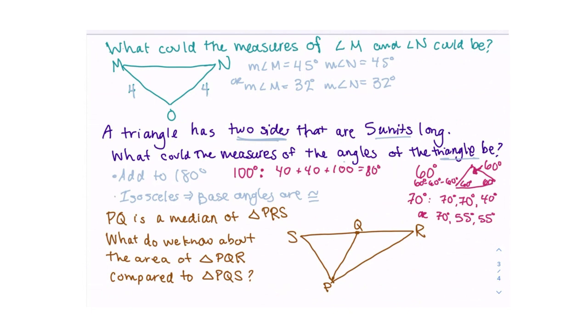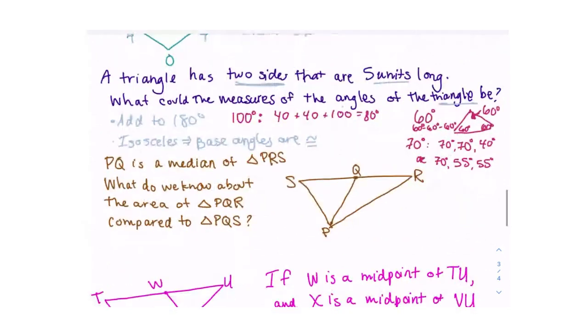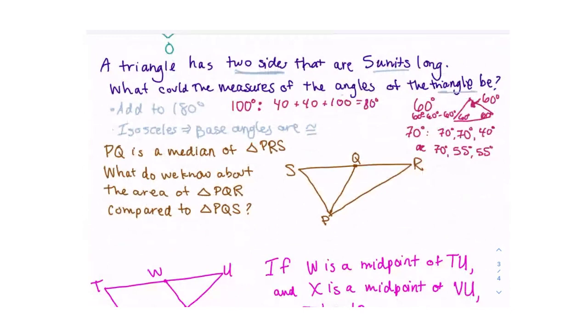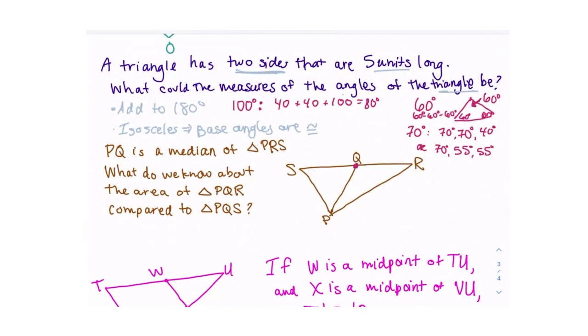All right. If PQ is a median, and again, remember that means that Q is a midpoint of SR, and then it connected to P. And this is part of what I was talking about. What do we know about the area? So let me draw the area of PQR. So here we have the area of PQR.